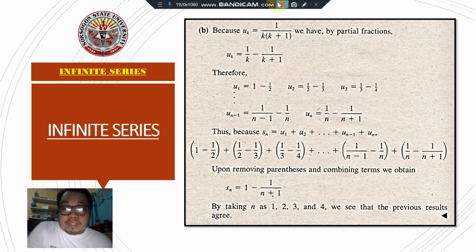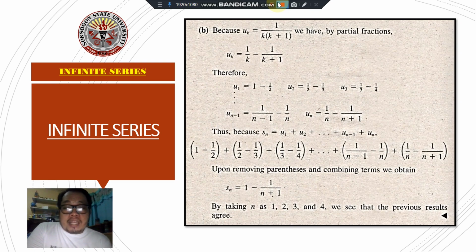As you can see, the remaining terms are 1, the first term of u sub 1, which is 1, and the last term of u sub n, which is 1 over n plus 1. Okay, so this means that the formula for S sub n in terms of n is equal to 1 minus 1 over n plus 1.